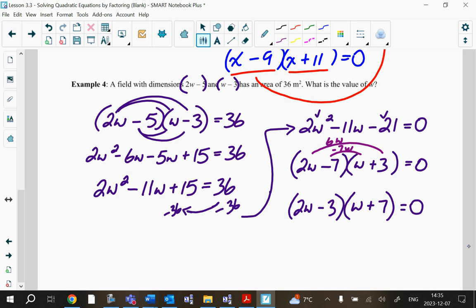Now I got to check the middle number to see if I get negative 11W. I get 14W on the outside when I multiply. I get minus 3W on the inside. That gives me positive 11W. So I just got to switch the signs. So I had to do a little bit of work on this one.